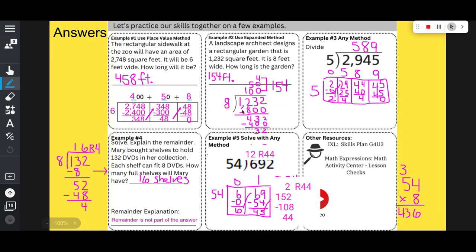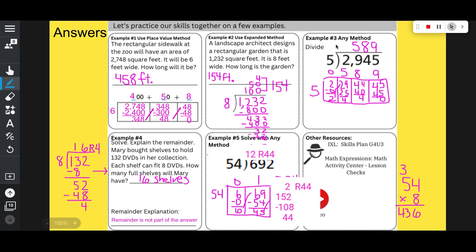8 goes into 1,232 100 times. 100 times 8 is 800. We subtract it out, we get 432. 8 goes into 432 50 times. 50 times 8 is 400. We subtract it out, we get 32. 8 goes into 32 4 times. We subtract that out, and we get 0 left over, so we get an answer of 154 feet.